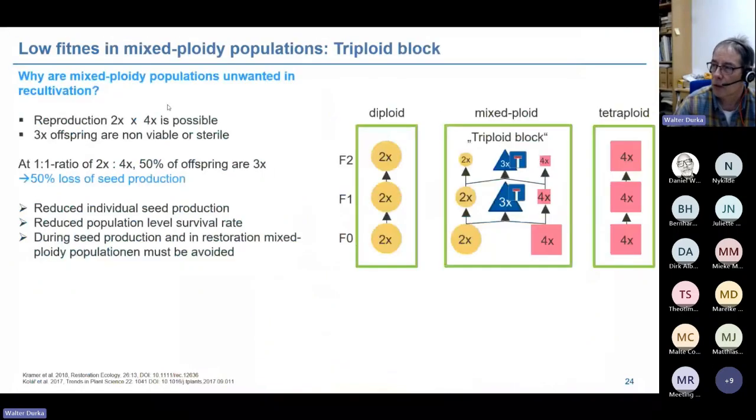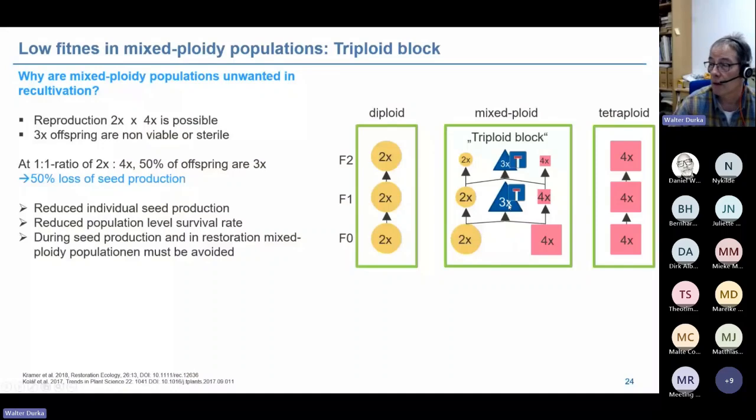Another point why we should take this into account during seed production is a thing called triploid block. If you look at the graph to the right, a diploid population starting from F0 to F1 to F2 means that if seed production is maintained over generations, then a purely diploid population will just produce diploids. And to the right, a purely tetraploid population will only produce tetraploid offspring. In a mixed population where tetraploids and diploids occur, there will be hybridization and triploids will be built.